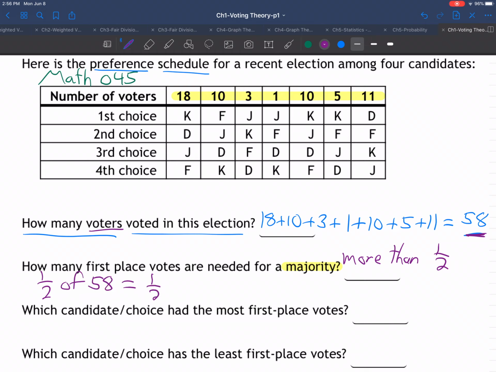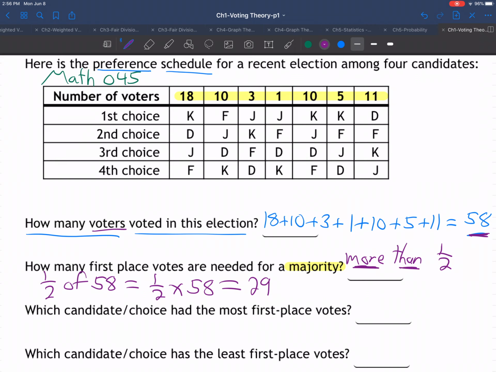And remember in math, of means times. So a half times 58, use your calculator or by hand, same thing as 58 divided by 2, that will come out 29. So the answer is not 29, careful. Remember, majority means more than a half. So if 29 is exactly half of all the voters, and a majority is more than half, so a majority would be 30, or more, of course. So that's how many first place votes are needed for a majority. A majority is more than half. 30 would be more than half because 29 was a half.